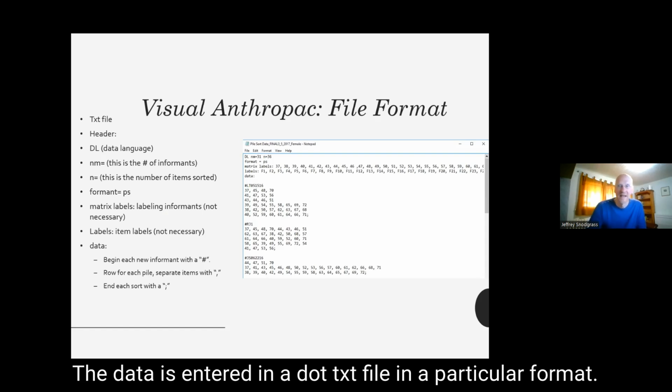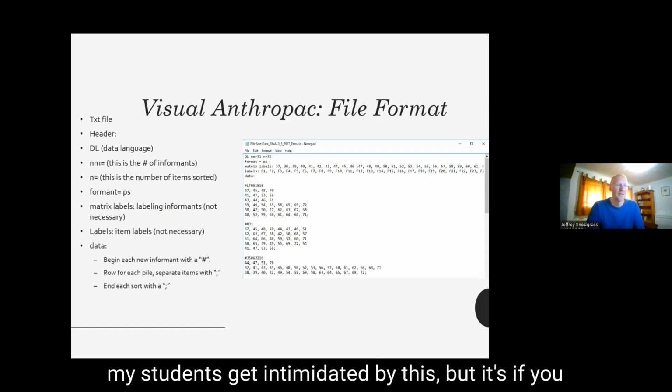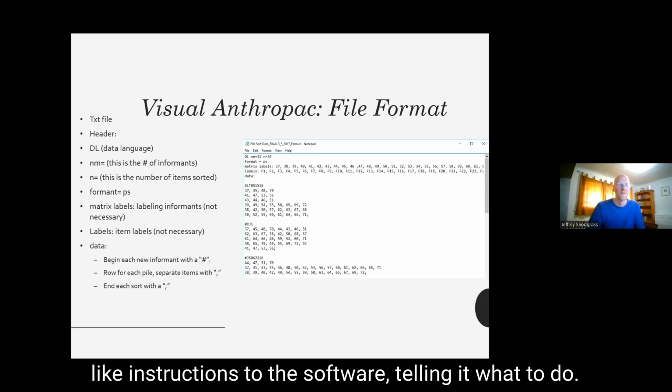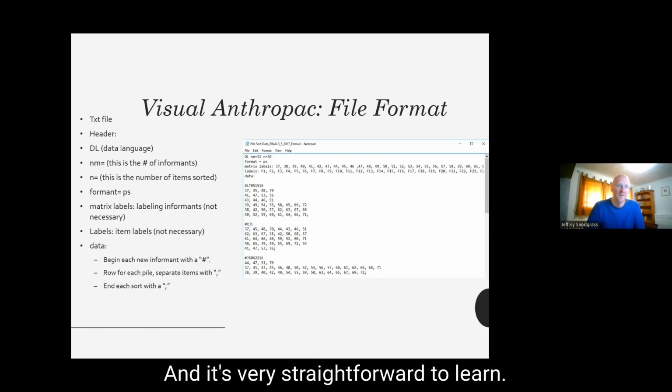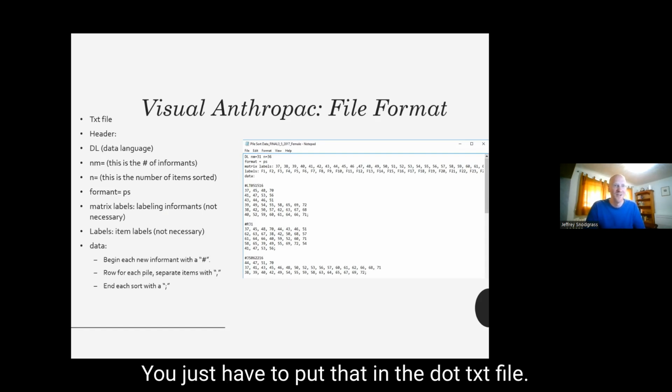Within this program, the data is entered in a .txt file in a particular format, which you can easily learn. Sometimes my students get intimidated by this, but if you've never worked with this kind of data, all these are is instructions to the software telling it what to do. It's very straightforward to learn. So it's just things like data language. What's that? It's just a message to the software. You just have to put that in the .txt file.